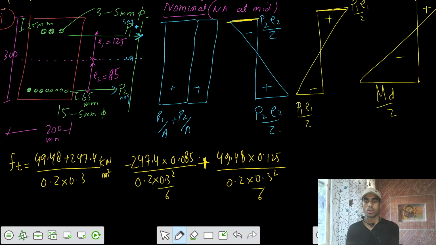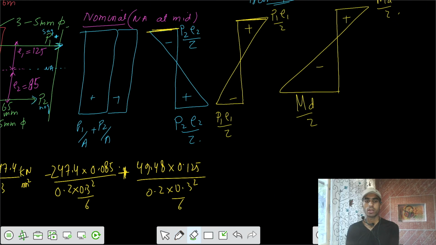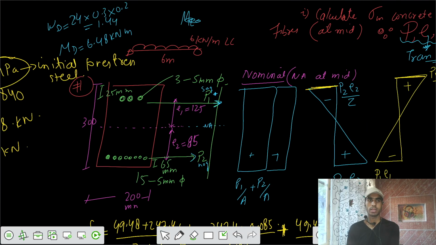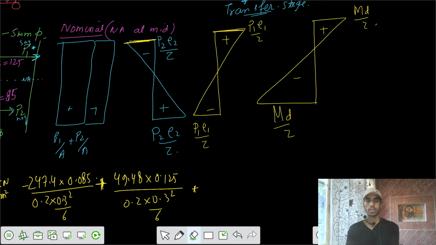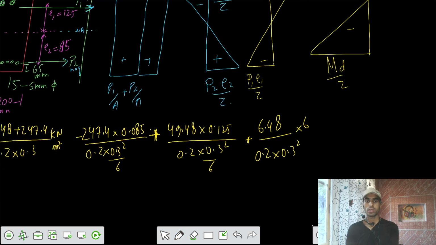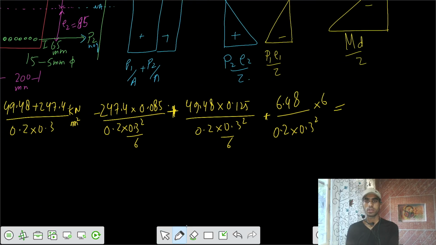And after that we have the dead load. Because of the dead load we have a stress of positive M dead by Z. The moment contributed by dead load is 6.48 kilonewton meter, divided by section modulus Z, BD square by 6. So that's your stress at the top. The stress at the top comes to be 2.16 megapascal.